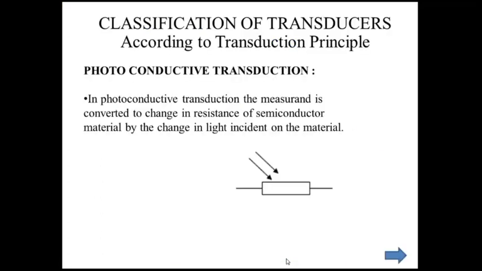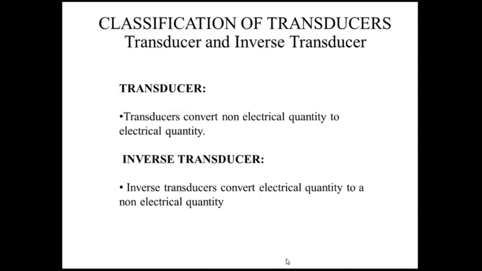Now the classification of transducers, the photoconductivity transduction. In the photoconductivity transduction, it converts the change in resistance of a semiconductor material by the change in light incident on the material. Transducers and inverse transducers: a transducer, as you already know, converts one form of energy into an electrical signal. And the inverse is just the inverse. It converts an electrical quantity into a non-electrical or physical quantity.